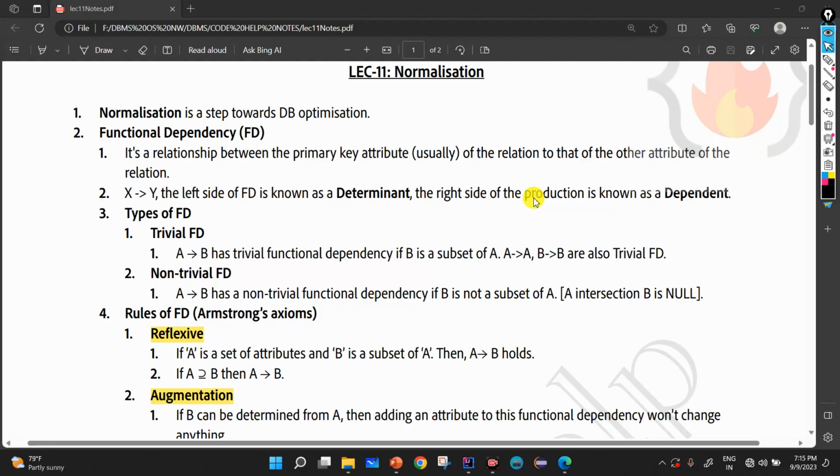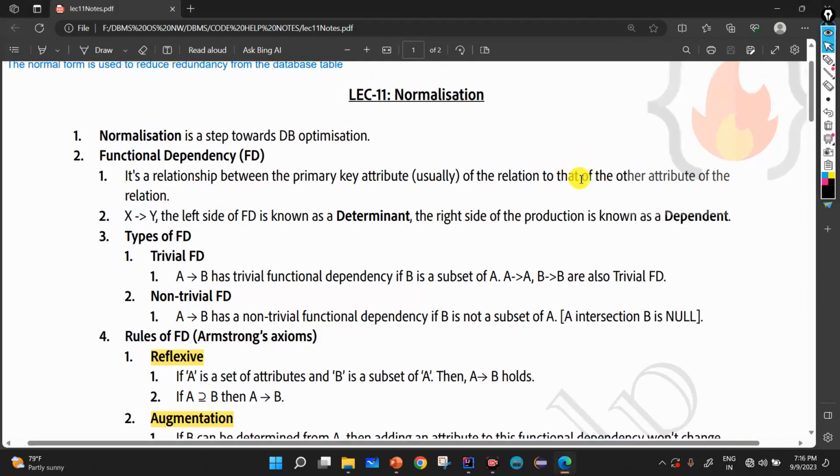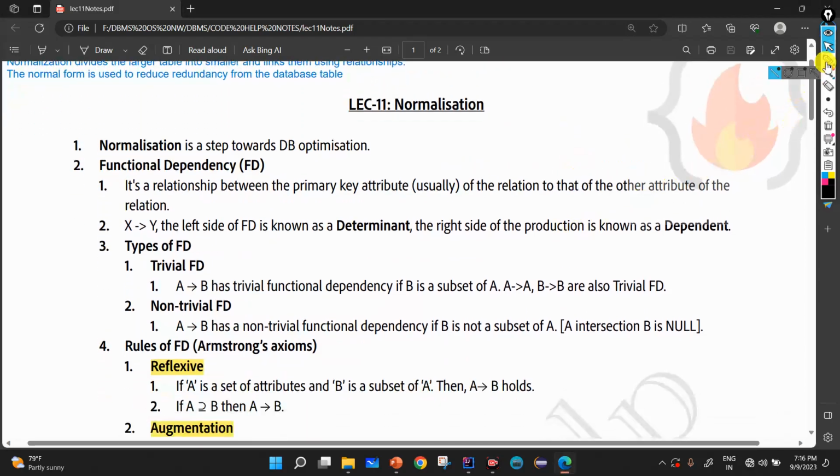Okay, so moving to lecture number 11, normalization. Before understanding the normalization term, let's move to the question that is very important, which is functional dependency. So the question is, what is functional dependency? As the name suggests, functional dependency is the dependency between the attributes.